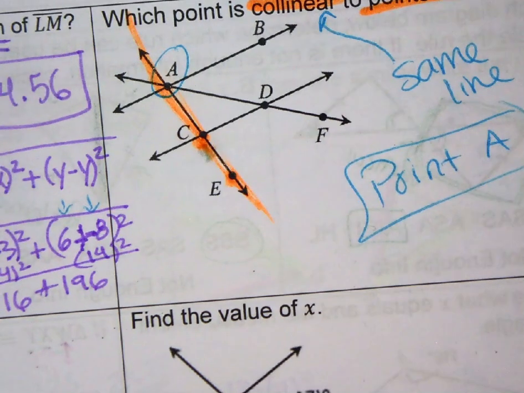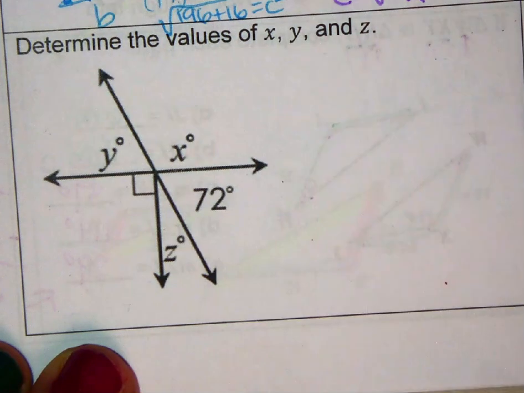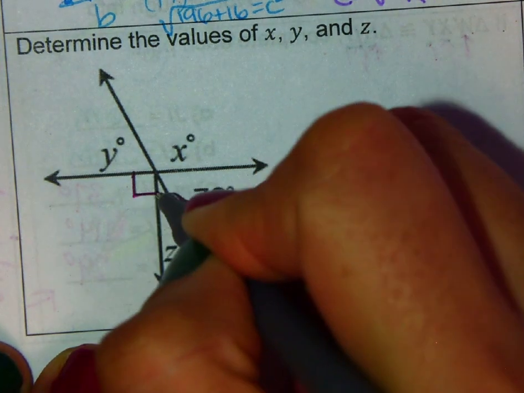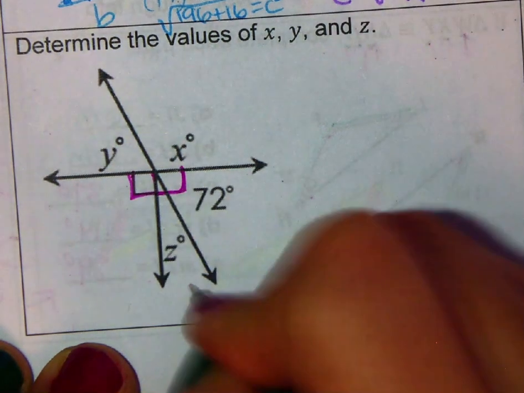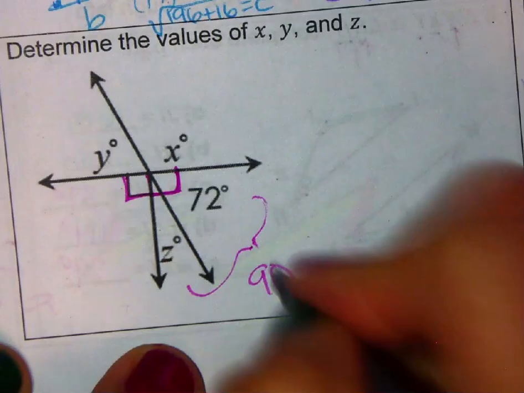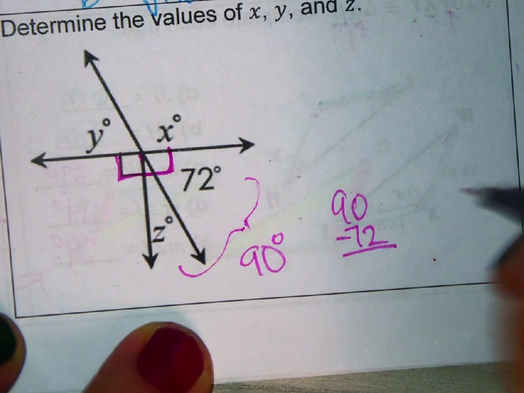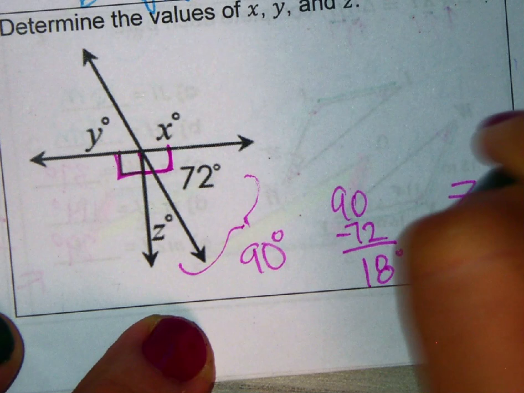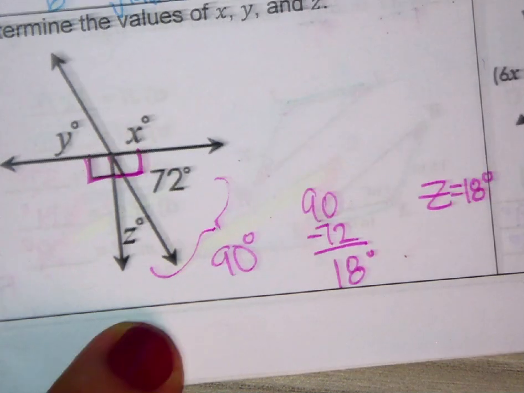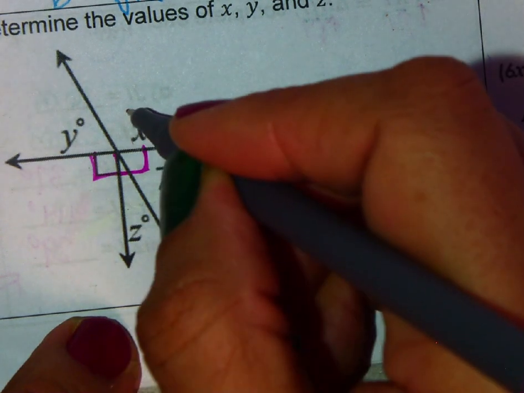Our next question is to determine the values for x, y, and z based on the analysis that you have. 90 degrees is given right here. That means that this part is also 90 degrees. So these two add up to 90 degrees. Therefore, 90 minus 72 will give you 18. We can say that the letter C equals 18 degrees.